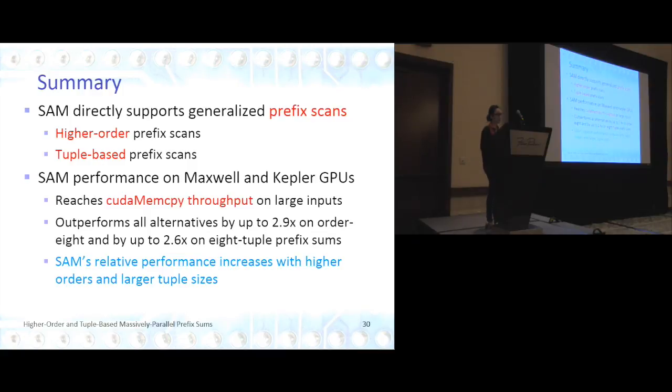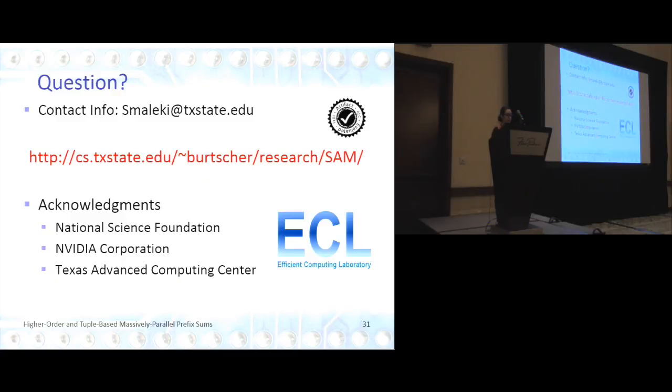Okay, so to sum up, we just saw a new algorithm for prefix scan that also supports higher order and tuple-based. We saw SAM's performance on Maxwell and Kepler GPUs, and SAM reaches the CUDA memcopy throughput on very large problem sizes, and it outperforms all alternatives by up to 2.9 on higher order and 2.6 on 8 tuple size Prefix-Sum. And the important thing here is that the relative performance of SAM increases with higher order and larger tuple sizes. You can download the code here, and thank you.